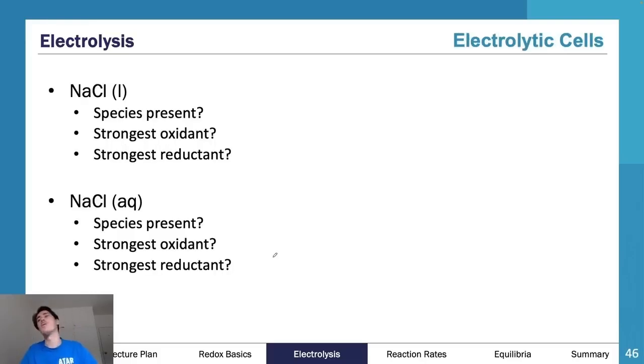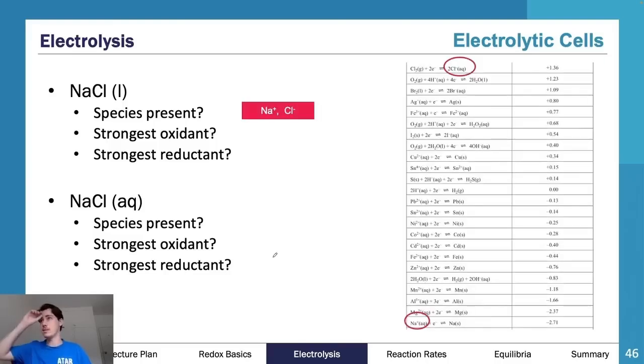So then we go on to discuss exactly what I said before. What about molten versus aqueous? So what about when we have this issue where we've got molten and aqueous solutions? So as you can see here, this is a molten solution. This is a liquid. There is no water present. This has been heated up to a very high temperature to remove all the water, and now we've only got sodium and chloride. What species are present? Well, there's only sodium and chloride.